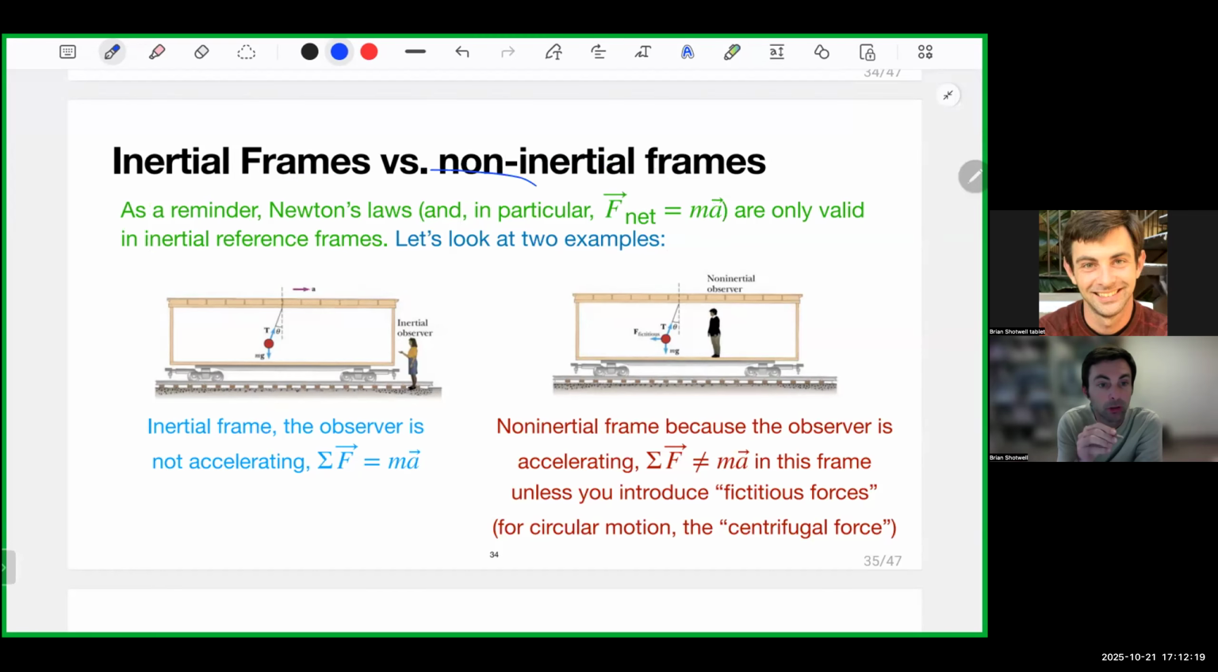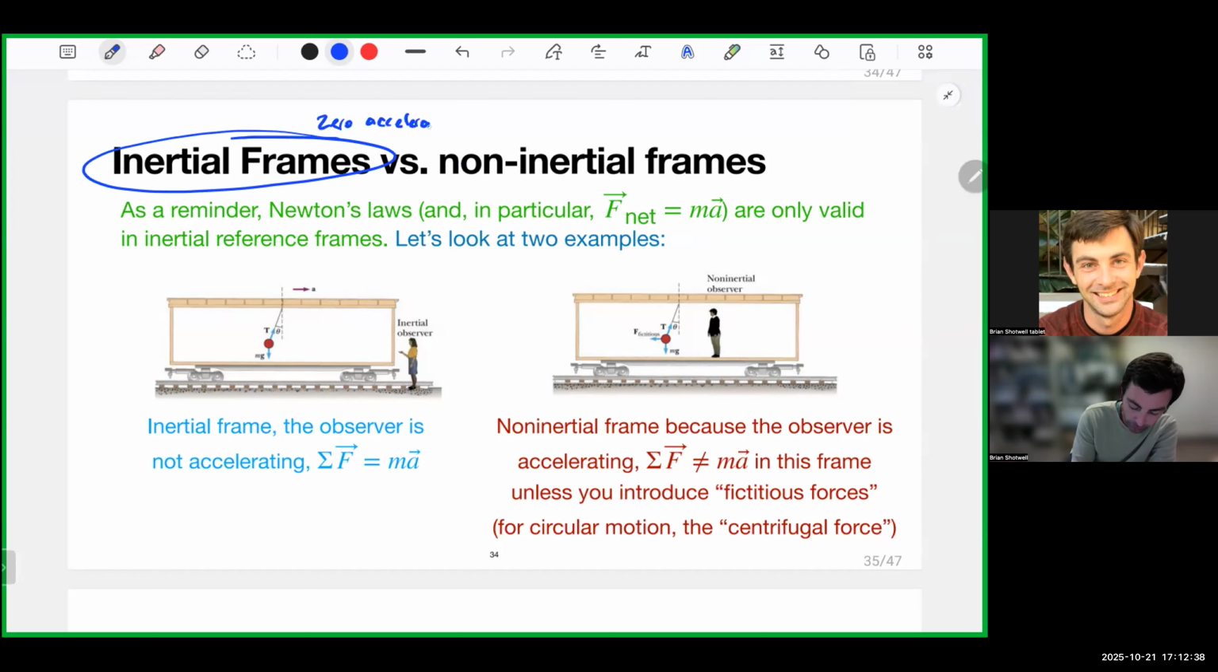As a reminder, Newton's laws, in particular the net force equaling mass times acceleration, are only valid in an inertial reference frame. An inertial reference frame is one that is not accelerating. This is a frame where there's zero acceleration. The frame itself is not accelerating. An example is you at rest on the Earth. Really, there is a small acceleration because of the rotation of the Earth, but it's negligible. So it's basically you're at rest. You're not feeling like you're accelerating very much.